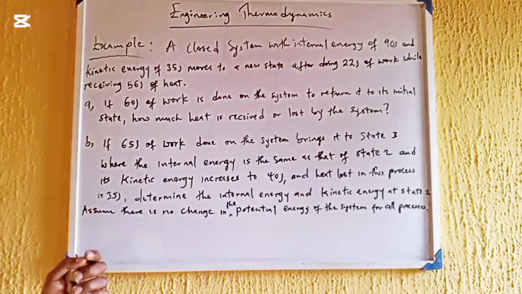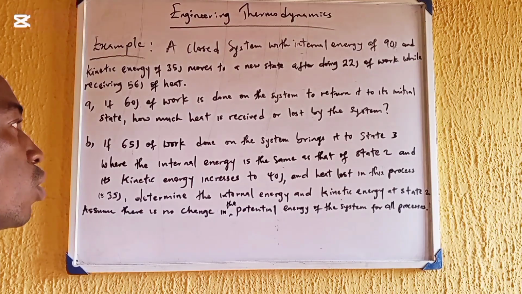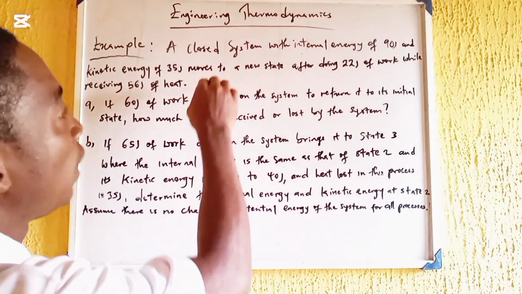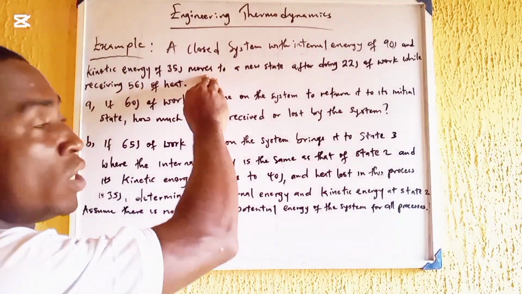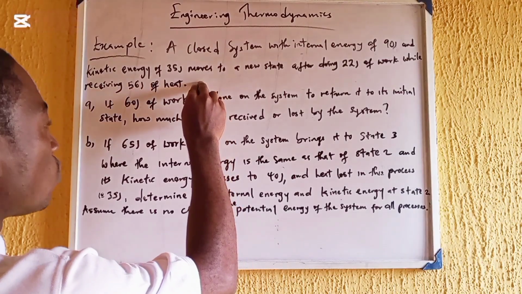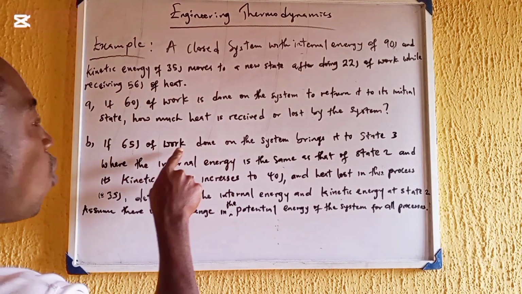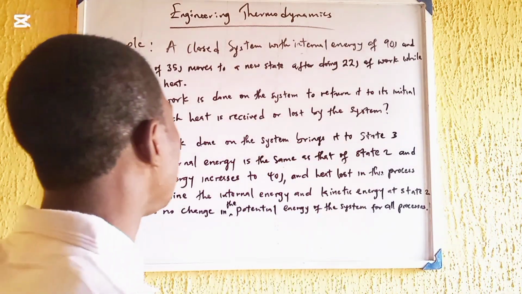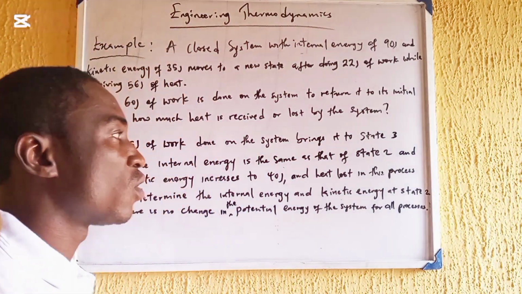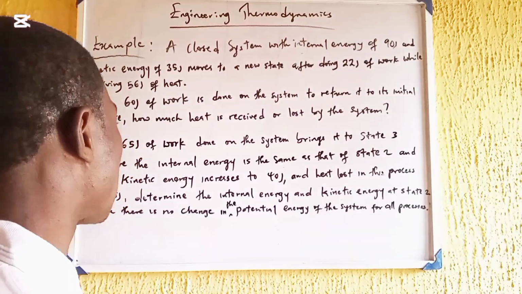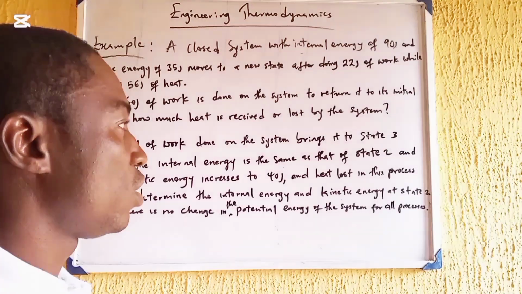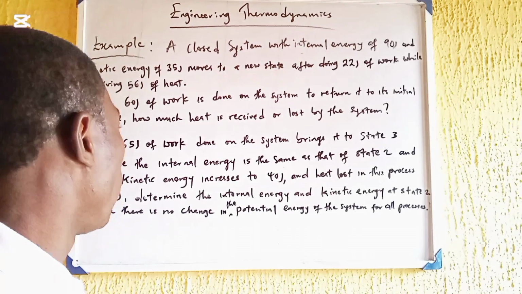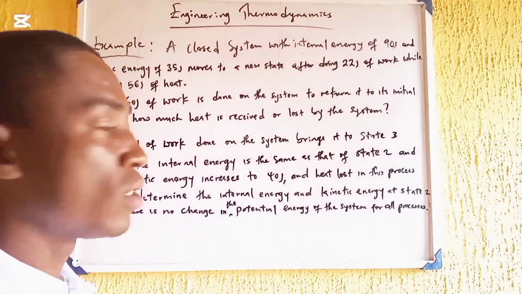Now, for part B, it says, if 65 joules of work done on the system brings it to state 3, so at this point, the system moves from state 1 to state 2. From that state 2, if 65 joules of work done on the system brings it to state 3, where the internal energy is the same as that of state 2, and its kinetic energy increases to 40 joules. So the internal energy is constant from state 2 to state 3, while kinetic energy increases to 40 joules.